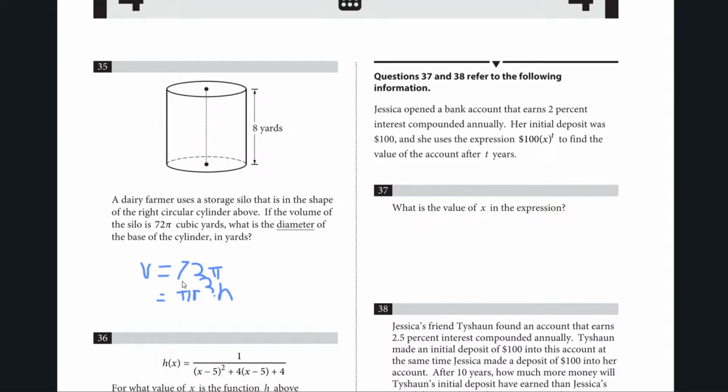We see that we can divide both sides by pi. And we know h is equal to 8, so we can divide 72 by 8. That gives us, I think, 9. So r squared is equal to 9, or r is equal to 3. But the diameter is going to be double the radius, so d is equal to 6.